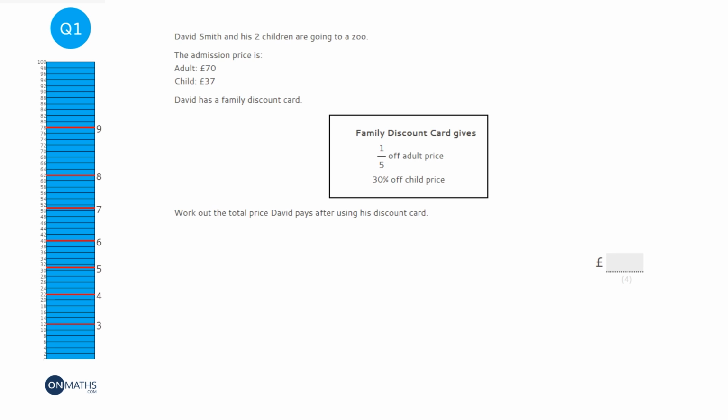Okay, so this question's about an adult and two children. So we've got David Smith and two children. So there's one adult and two children. But the prices shown are not quite right because there's a discount. There's a fifth off adult price and 30% off the child price. So let's work out the adult price first.